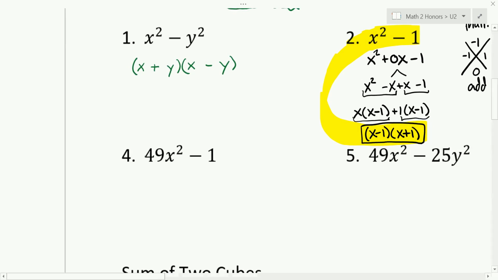Yeah. This right here is what times what? 7x times 7x. And this is 1 times 1. So they're both perfect squares, okay? And so we're going to have 7x plus 1 times 7x minus 1.